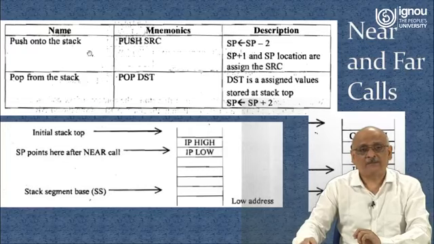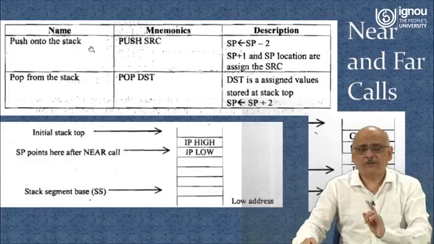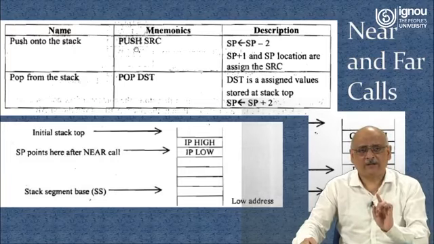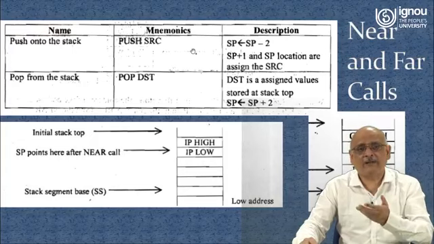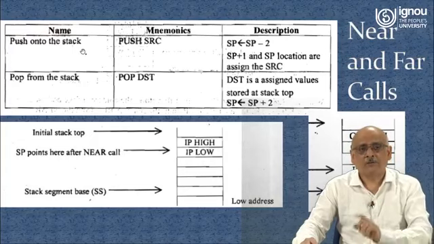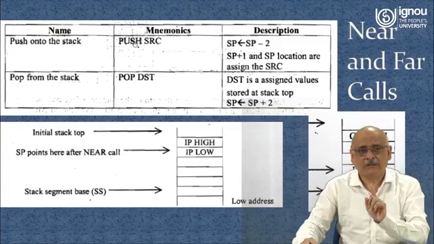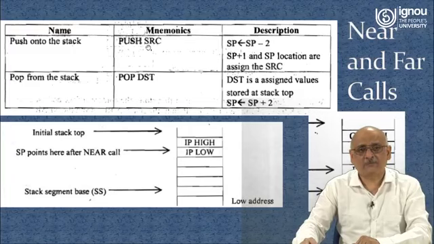Now, what happens when we push onto the stack? We are pushing word by word. Word by word means we can push CS, we can push IP, or we can push CS as well as IP when we are making a procedure call. One push is basically for one value. If I say push CS or push IP, these are two separate instructions, and what happens during each instruction is given over here.